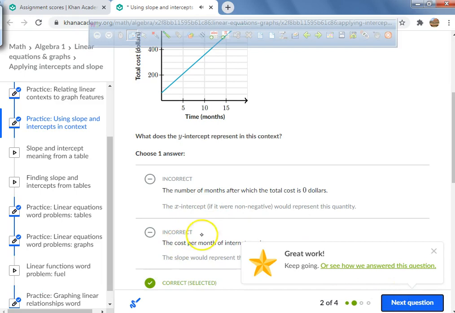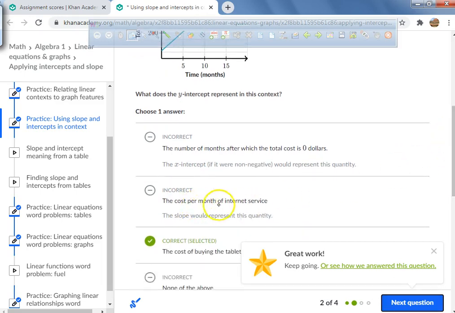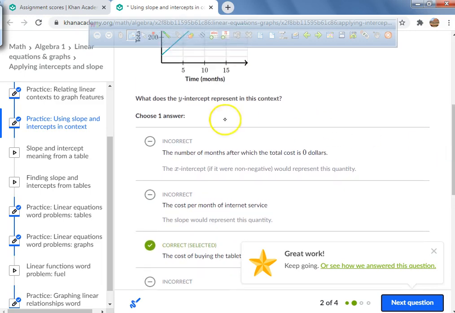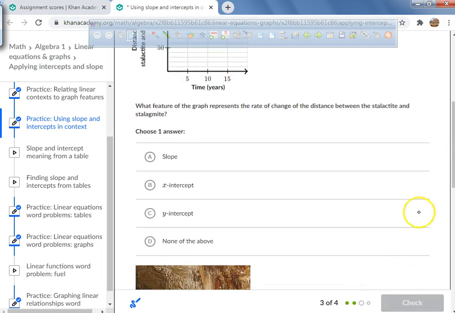So guys, what is this right here? The cost per month. What would that be? That would be the slope. And then you can also see, if you mess up, it'll let you know which one was the X-intercept. Well, this one would be negative in this particular one. All right, do two more.